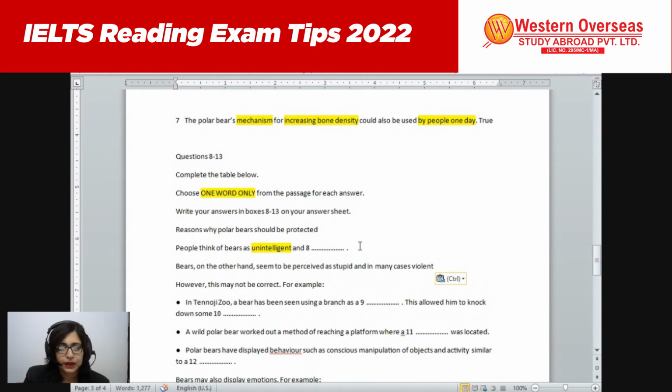If you sit with a pencil or pen while watching the video, it is very important. You will be able to make notes. Here it is written unintelligent, and here it is written seem to be perceived as stupid. Same tone, giving a negative tone. Unintelligent, and here it's also a negative tone word, stupid. People think of bears as unintelligent. One is given as stupid. And is also given here as a conjunction. Now, I need something else. One more. One more is what? Violent. So, this is going to be my answer.